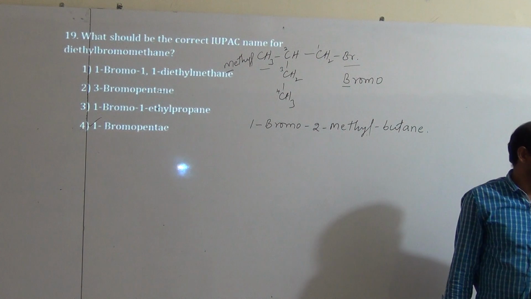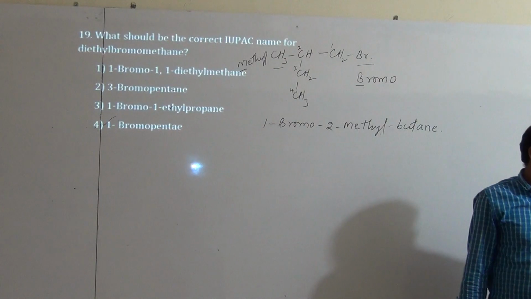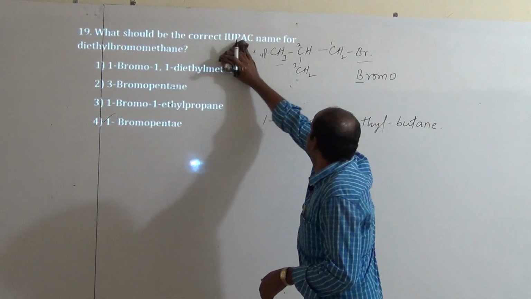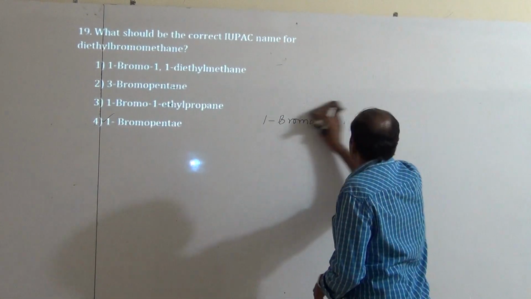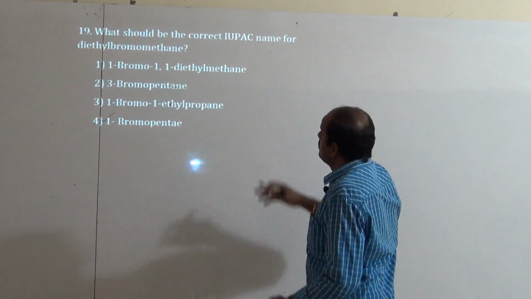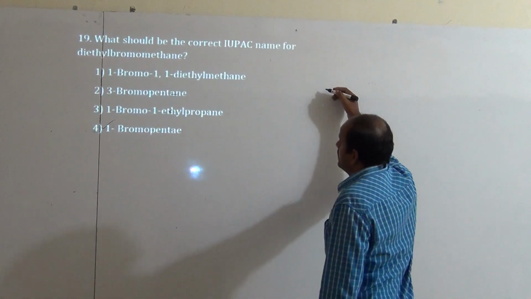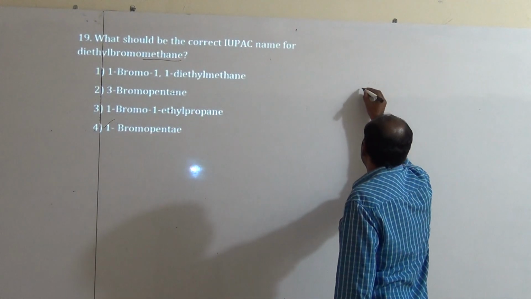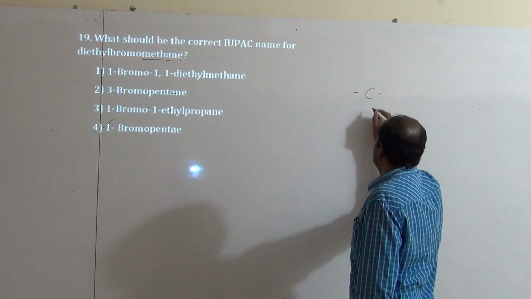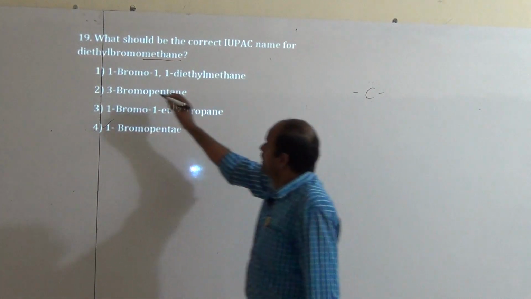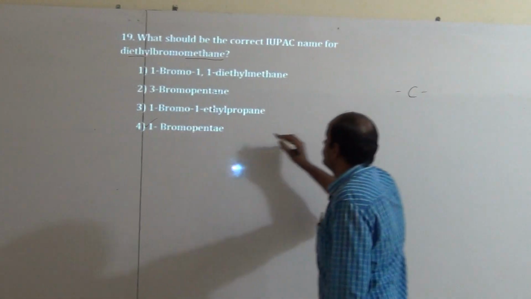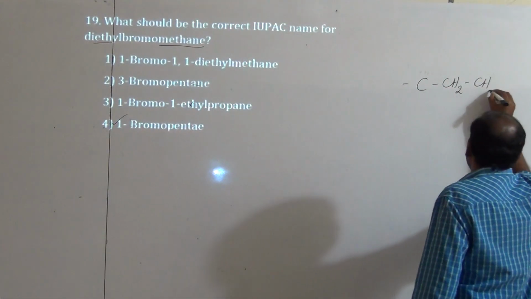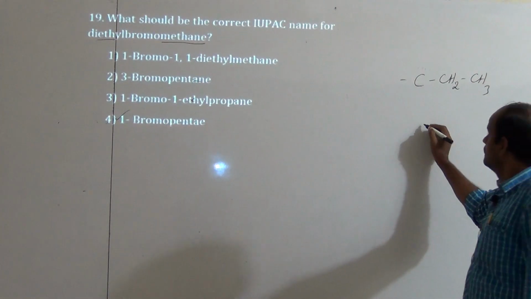Next bit. What should be the correct IUPAC name for diethyl bromomethane? What is that given? Diethyl bromomethane. Methane means how many carbons are there? Only one carbon. On this carbon, how many ethyl groups are present? Two are there. Ethyl group means C2H5, which can be written as CH2CH3.